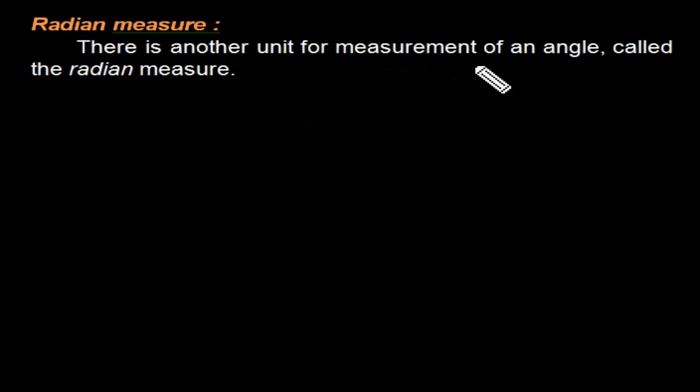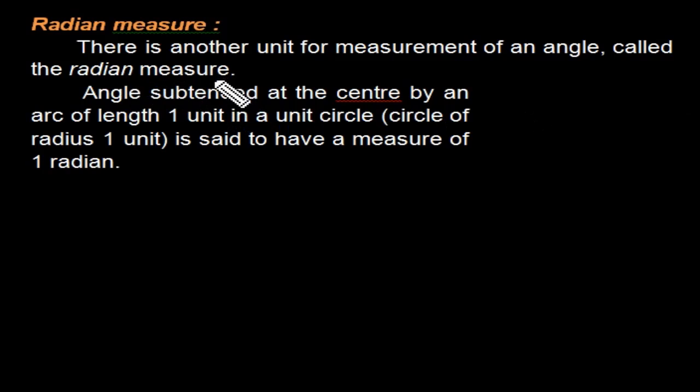So far we have discussed degree measure. Now we are going to learn about radian measure, another unit for the measurement of an angle. The second measurement is called radian measure. Let us see in detail. The angle subtended at the center by an arc of length 1 unit in a unit circle is said to be a measure of 1 radian.